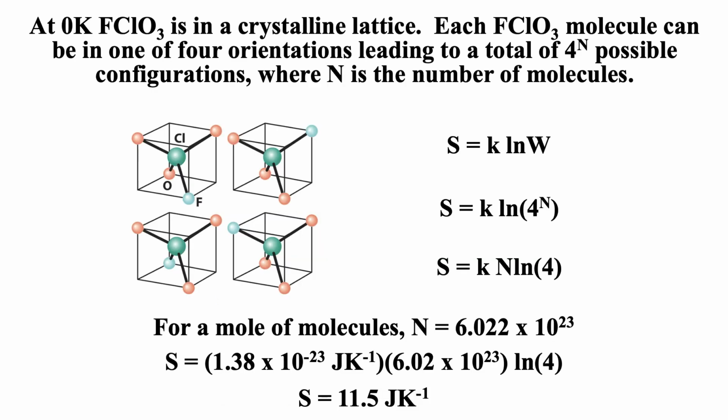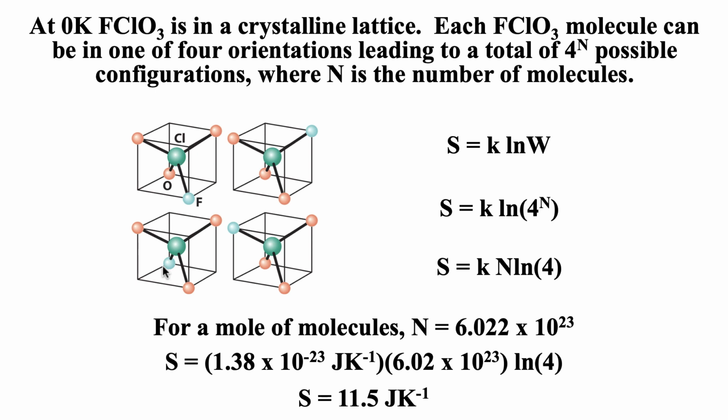If we think about this tetrahedral molecule, so we have chlorine in the center, fluorine at one end, and then 3 oxygen atoms. And so we can actually arrange it in 4 different ways. So the fluorine could be in this corner, that corner, that corner, or that corner.